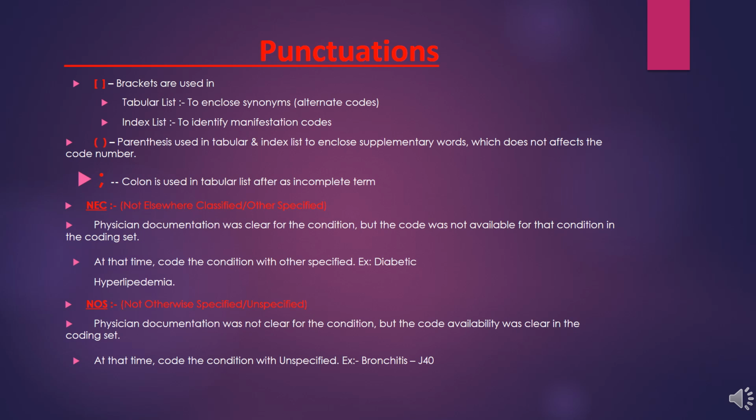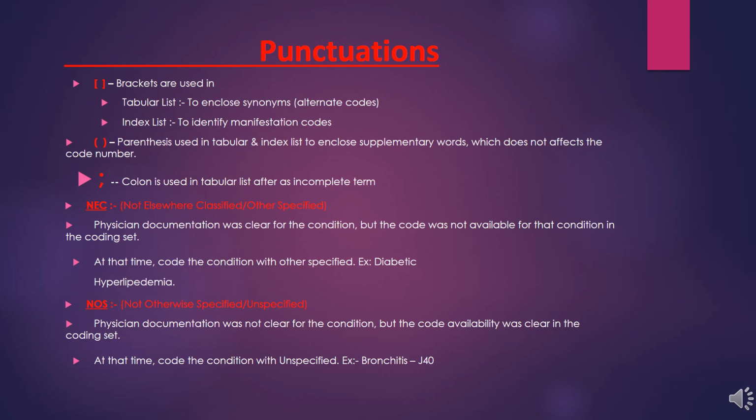Colon is used in the tabular list after an incomplete term. Not elsewhere classified, other specified: physician documentation was clear for the condition, but the code was not available for that condition in the coding set. At that time, code the condition with other specified, for example diabetic hyperlipidemia. NOS, not otherwise specified, unspecified: physician documentation was not clear for the condition, but the code availability was clear in the coding set. At that time, code the condition with unspecified.